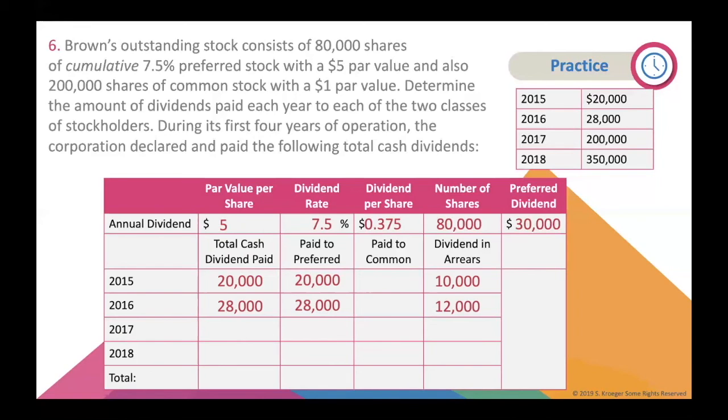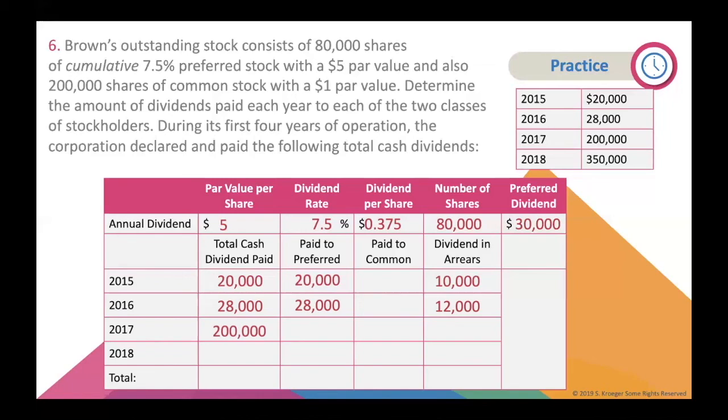Okay, let's look at 2017. How much can we give out in dividends in 2017? Looking at the chart in the right-hand corner, we can give out $200,000 in 2017. That goes in the first column. How much of that will go to preferred shareholders? This is where it changes a little. How much are we supposed to pay them each year? $30,000, correct?